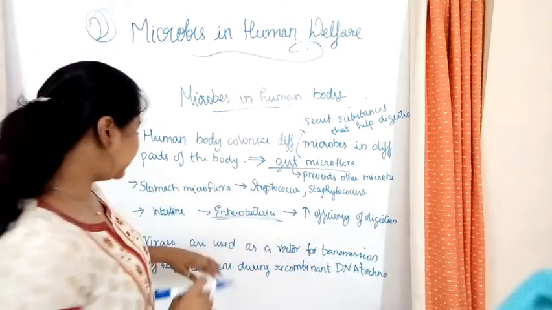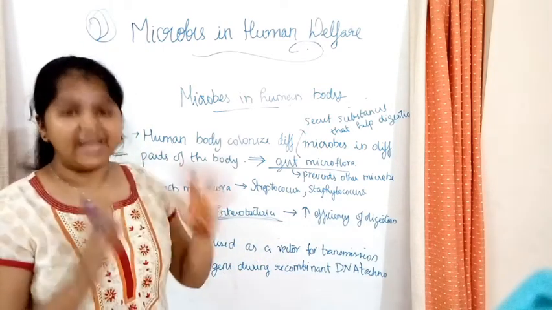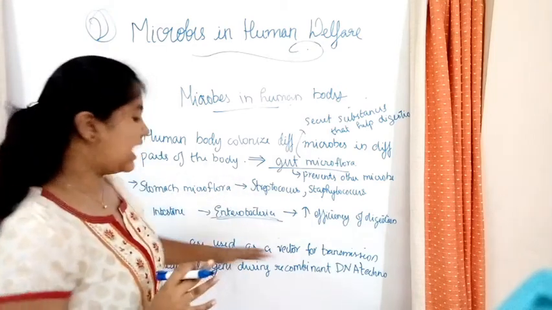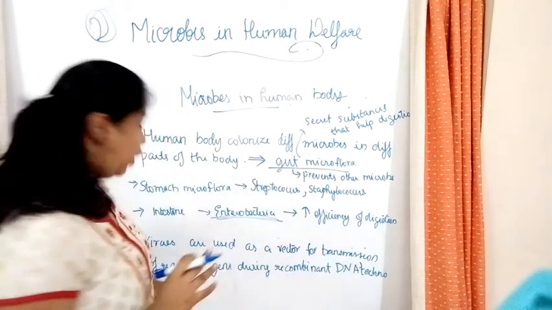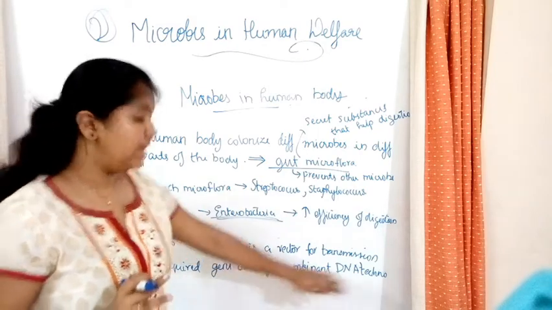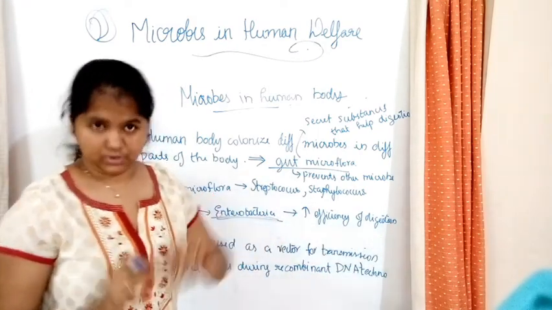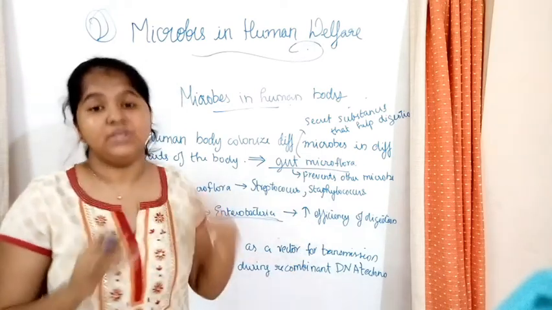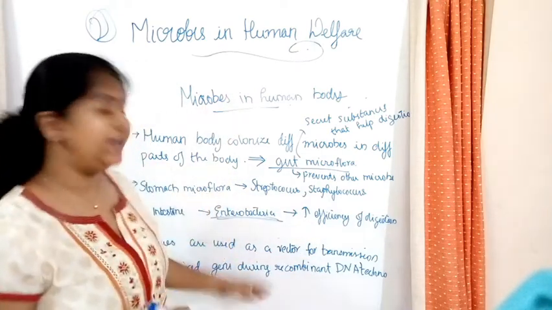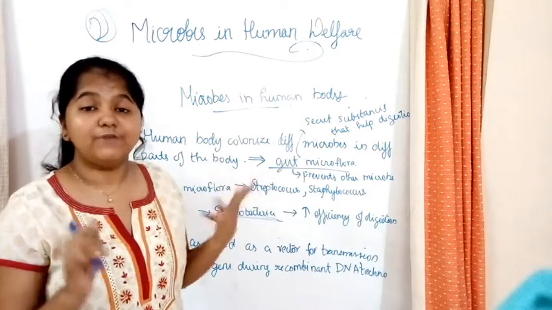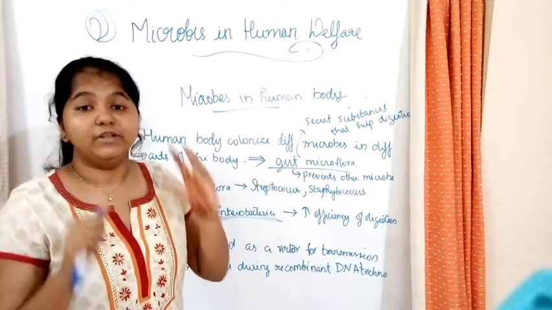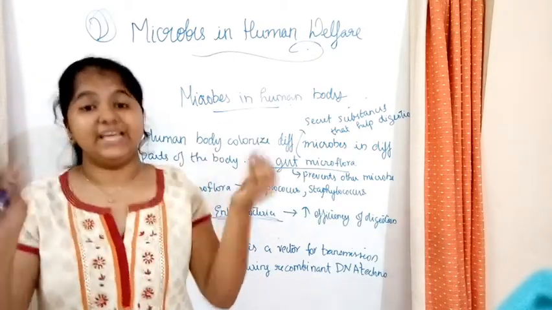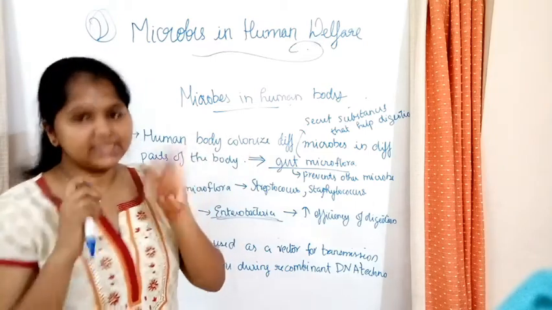The next one is viruses. Viruses are used as a vector for transmission of the required gene during recombinant DNA technology. Even viruses are microbes. They are used for the transmission of the gene for DNA recombination in that technology.